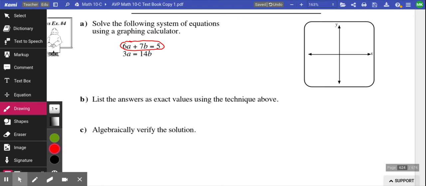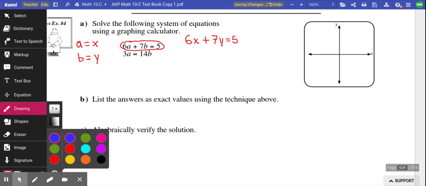So what we do is we change one letter to X. I'm going to change A to become X, and one letter to Y. I'm going to change B to be Y. And then I can actually solve it. But I have to make sure I know which letter's which. I said A is X, B is Y. And then I do the same thing for the other equation as well. Change that one to be 3x equals 14y.